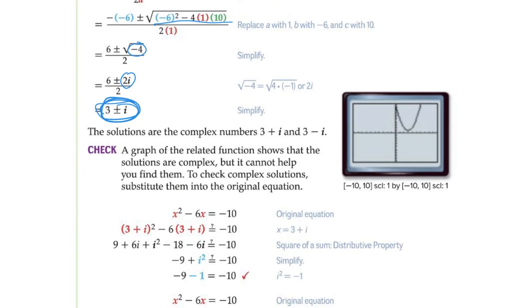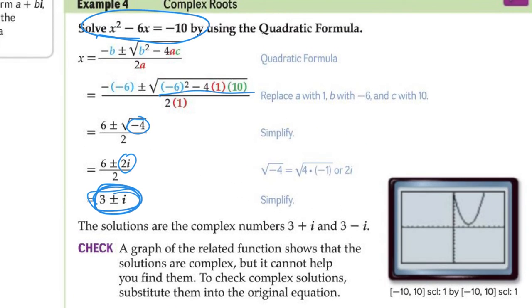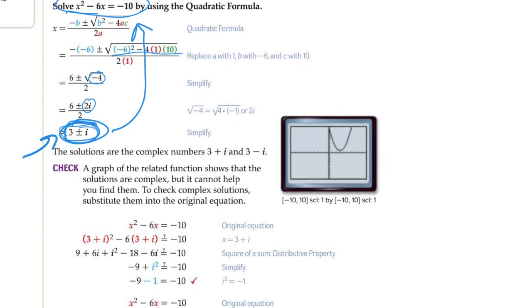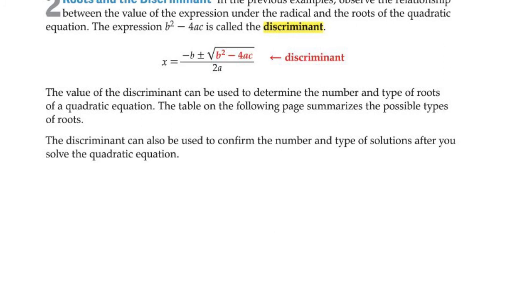We'll talk more about that in class. But for now, if you were to plug in these numbers, so 3 plus i and 3 minus i, into the original equation, you will see that it actually makes the statement true. You'll notice that whenever you have imaginary roots, that means your graph will not cross the x-axis because it has no real roots, no real zeros. Let's go ahead and move on. I'll let you practice that on your own.